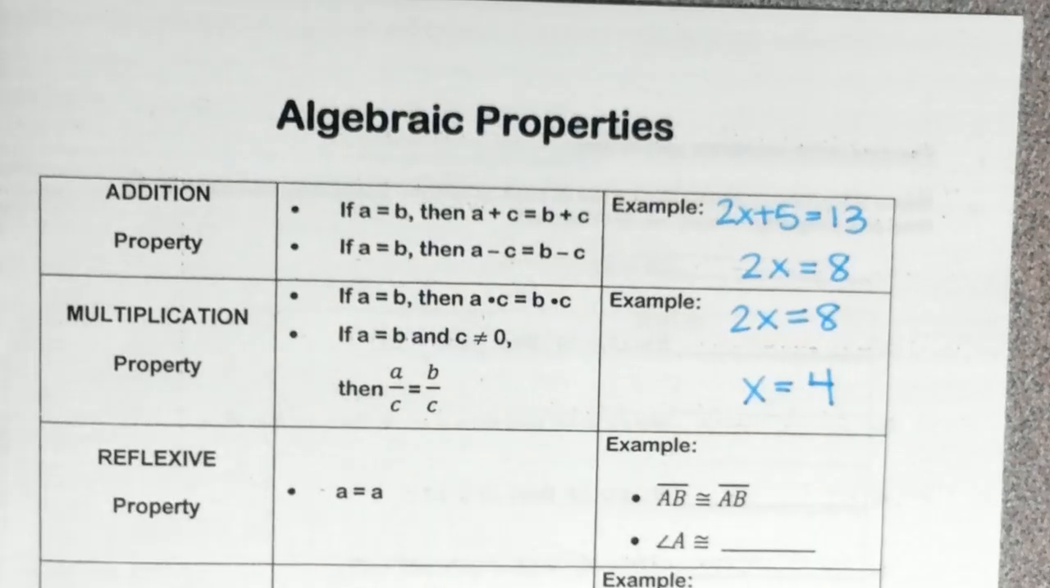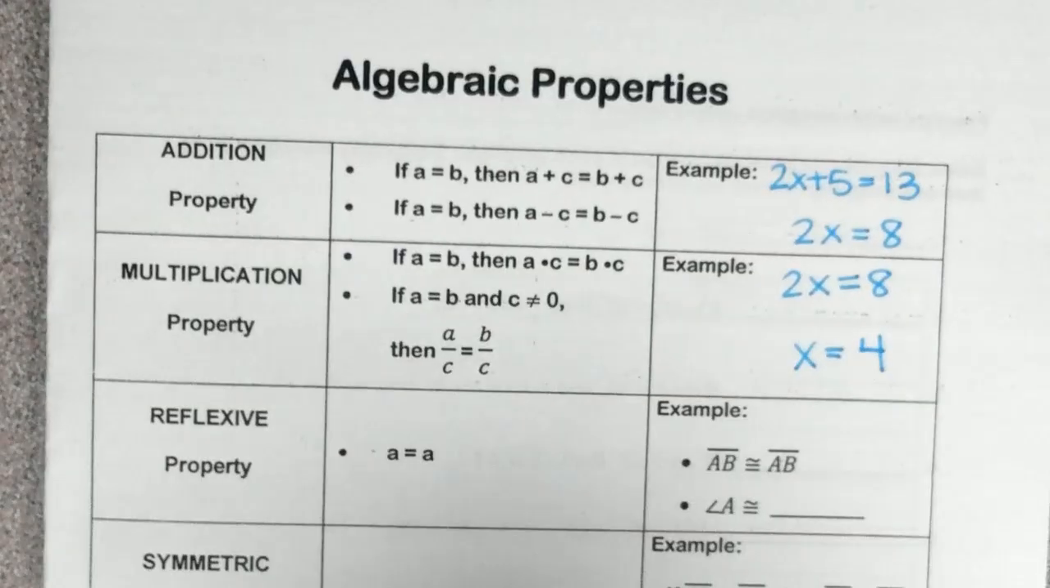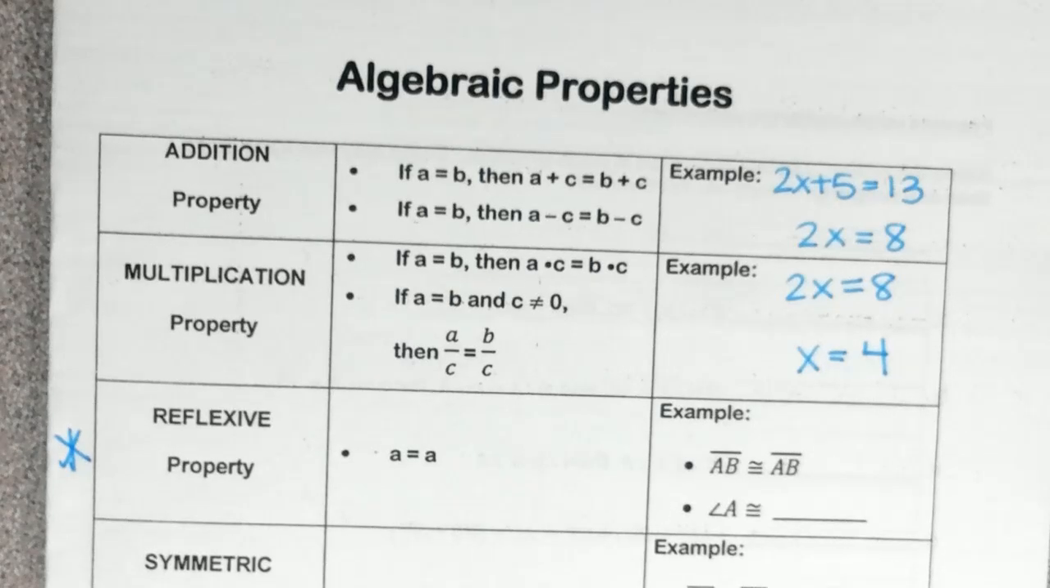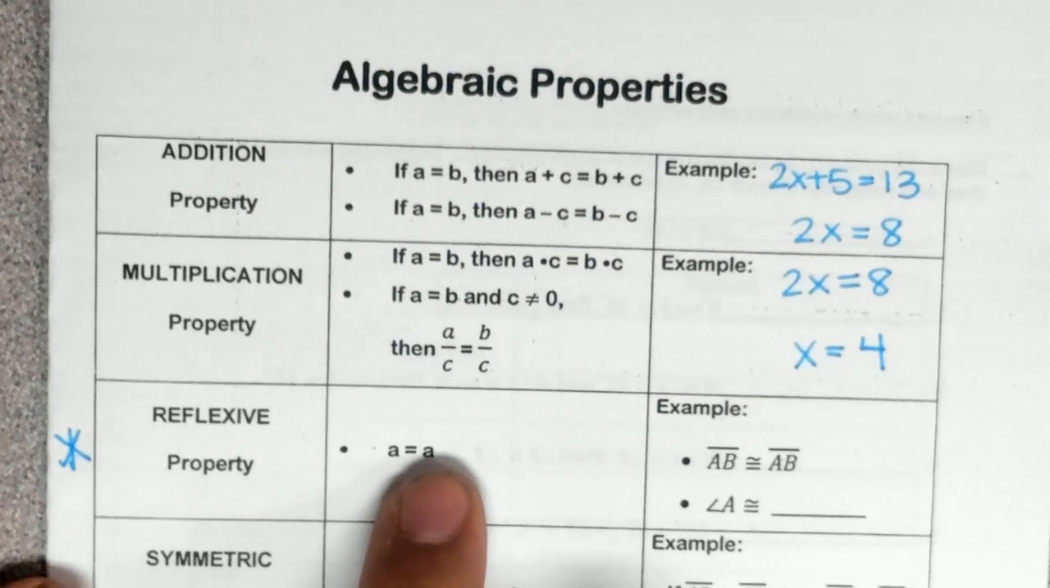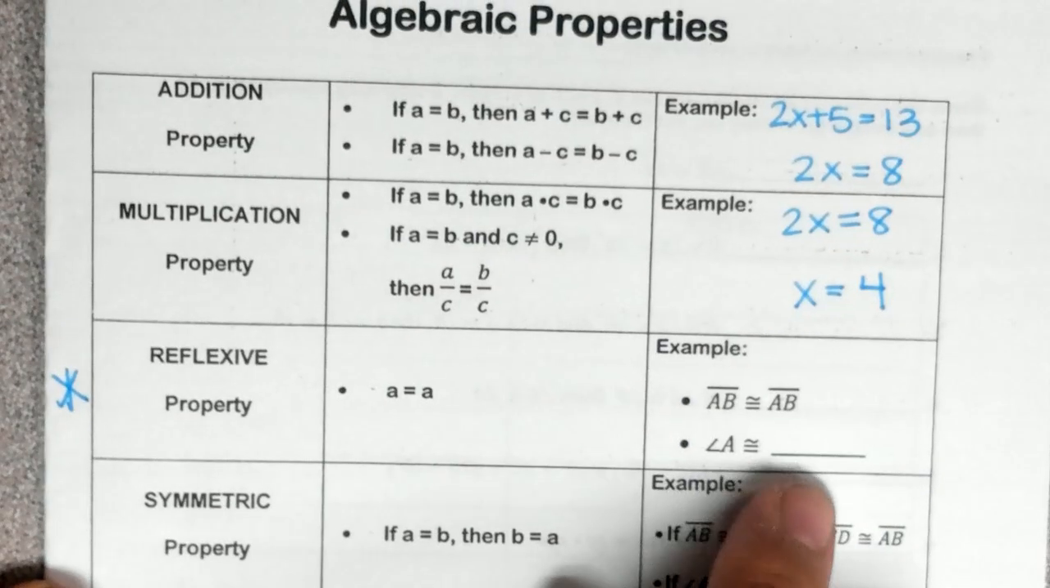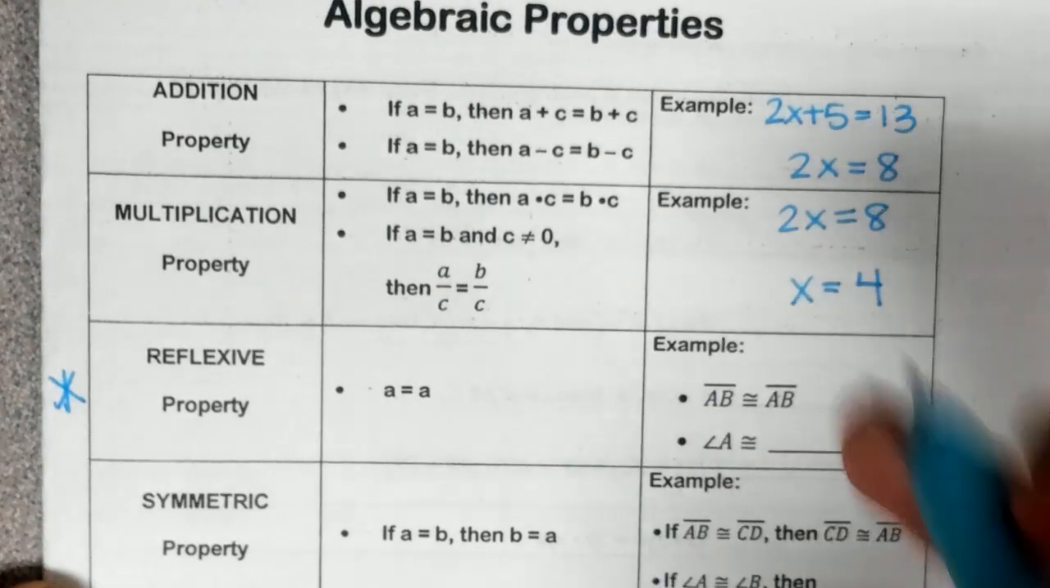The reflexive property. This one is new, so I'm going to have you star it because you have not heard of this one. The reflexive, everybody say reflexive. Okay, there is not a C in here. We are not reflecting, we are flexing. Reflexive. Alright, A equals A. AB is congruent to AB. Angle A is congruent to angle A.